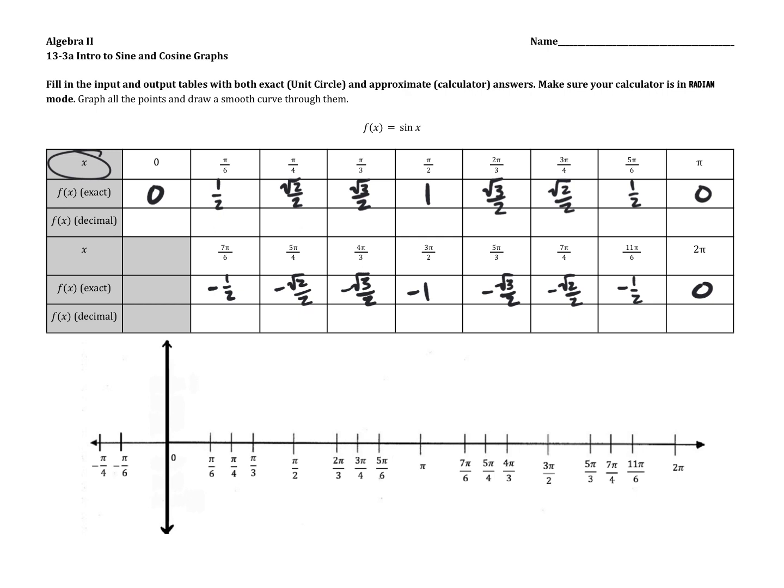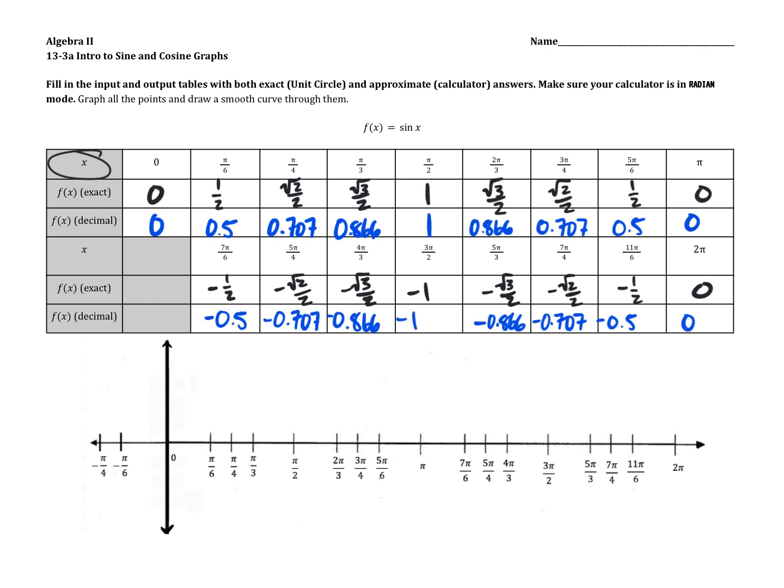For my approximate answers, we can keep a half, 0.5. Square root 2 over 2 is 0.707 or so, and square root 3 over 2 is 0.866 or so. After that, you can approximate the rest of them just by knowing those three ratios. So I'm going to fill those in. So there are my approximate values then.